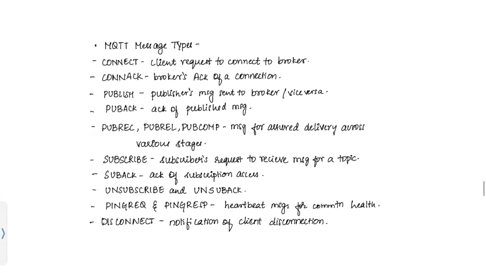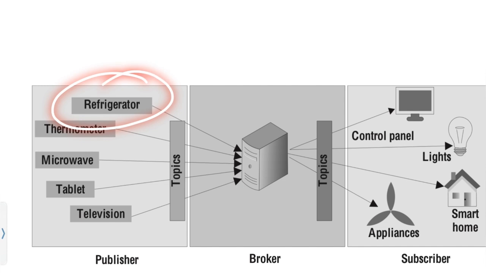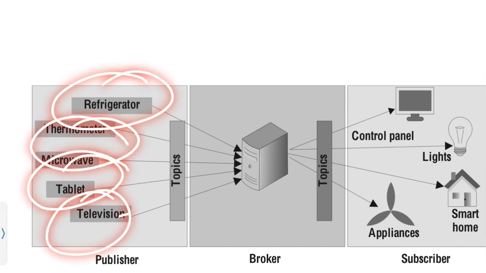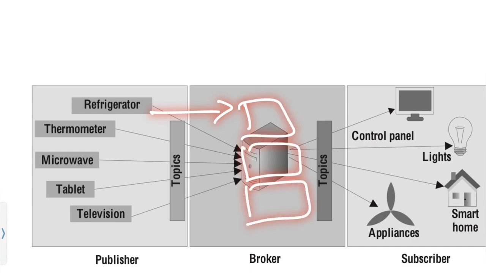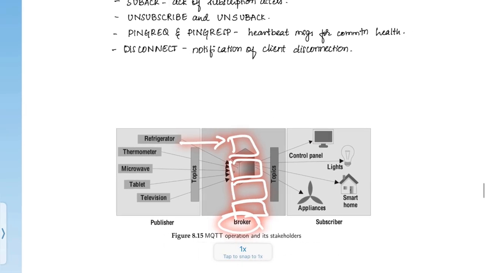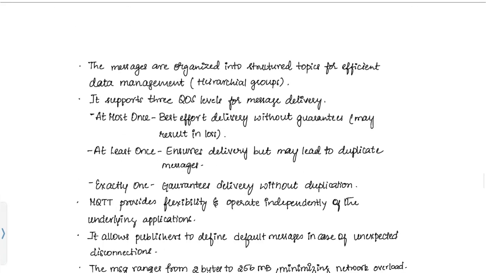So looking at the figure here, I'll just explain it. If you can see here, all the publishers are here, all the different devices are publishing the data, and here the data would be stored in different topics at the broker's place. So that's what we have discussed there. Different topics for efficient data management. So hierarchical grouping happens here in case of MQTT.